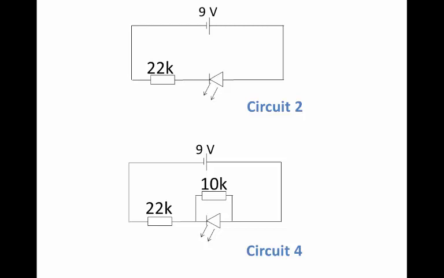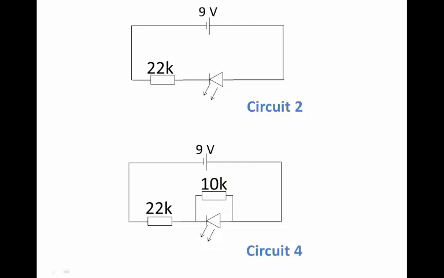Everything about the circuits is the same except that circuit 4 has a 10K resistor in parallel across the LED, and that's not there in circuit 2. So how does the presence of that 10K resistor affect the brightness of the LED in circuit 4 compared to circuit 2?